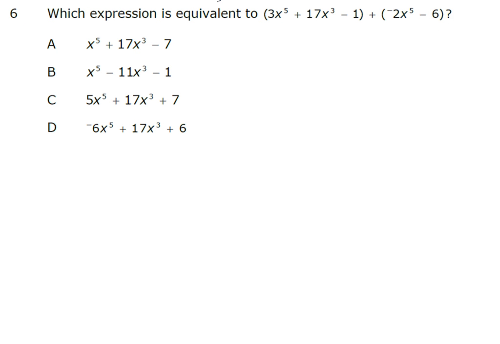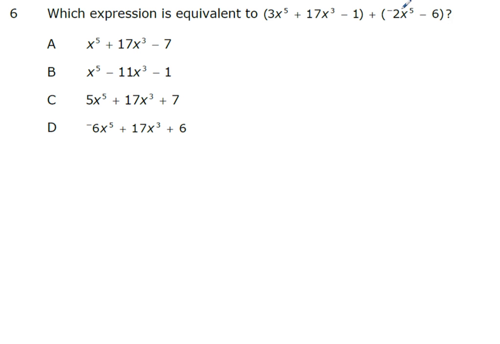Which expression is equivalent to 3x to the fifth plus 17x cubed minus 1 plus parentheses negative 2x to the fifth minus 6 close parentheses? All right. This one is a simple polynomial problem. You just have to stack your polynomials and combine like terms. Since this is plus, no signs change. I want to move these things underneath like terms so I can combine like terms.